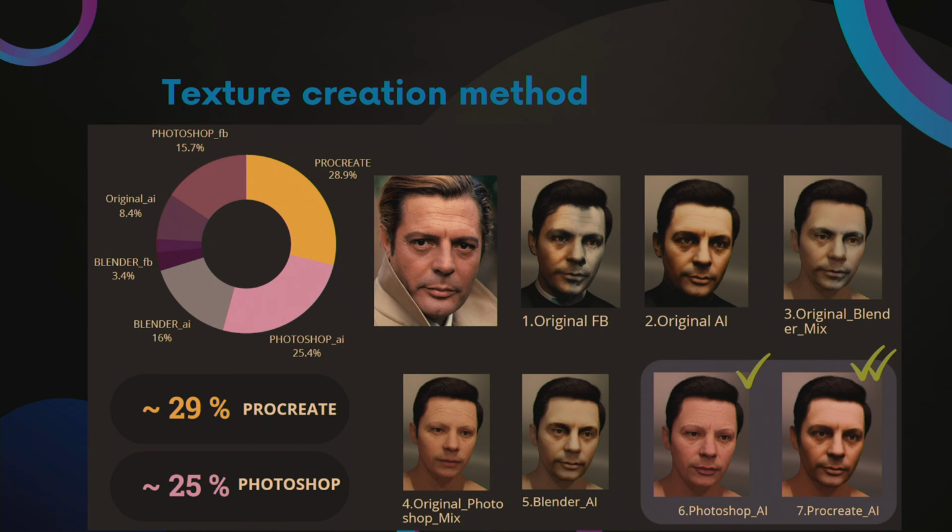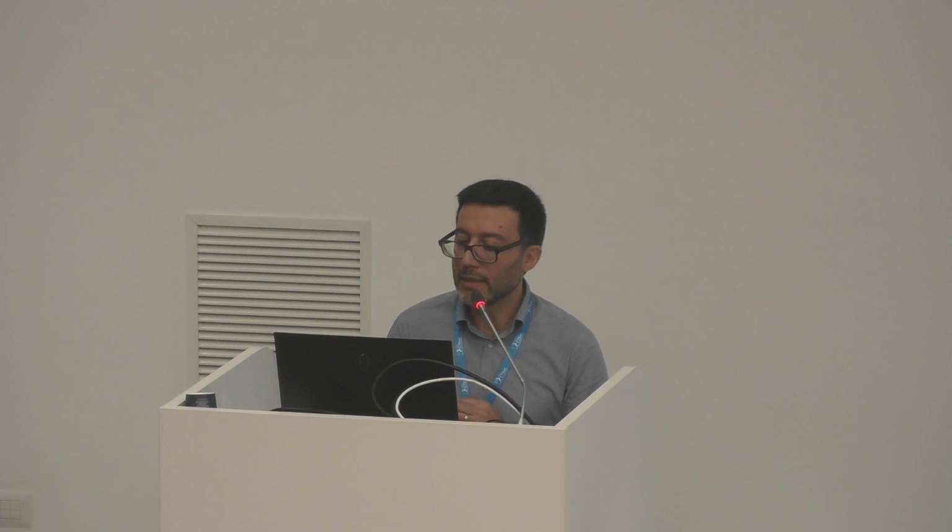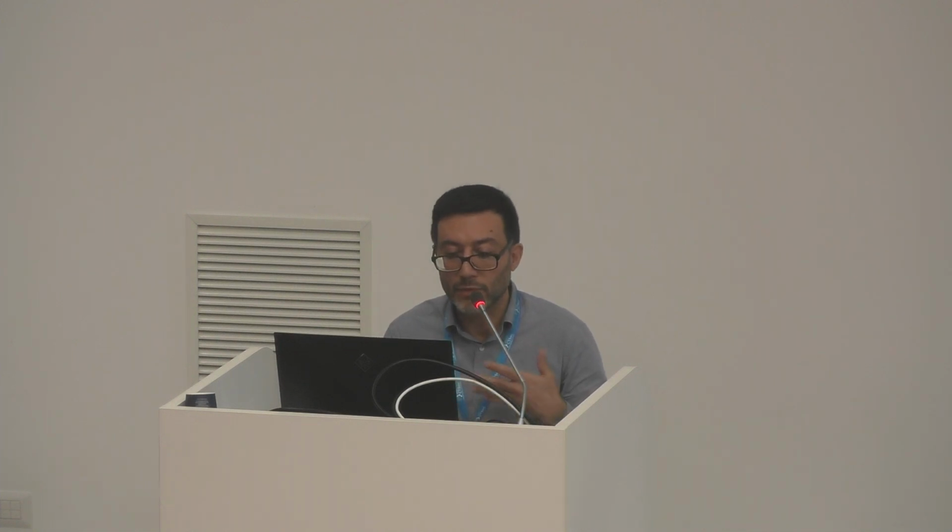This test is about the texture creation method, the best texture creation method that suits MetaHuman better. In this case, the competitors are the original FaceBuilder and original AI. That means the texture is made with the original picture, and in the other case with Stable Diffusion. Then we have two methods of blending, with Blender and with Photoshop. And in this case, we are blending the MetaHuman base texture with the one generated with Stable Diffusion. And the last three are a mix between the MetaHuman base texture and the one obtained from the Stable Diffusion picture. And in this case, the best performance is 29% with Procreate. That means the people like the blending between the MetaHuman base texture and Stable Diffusion with a manual edit of the texture.